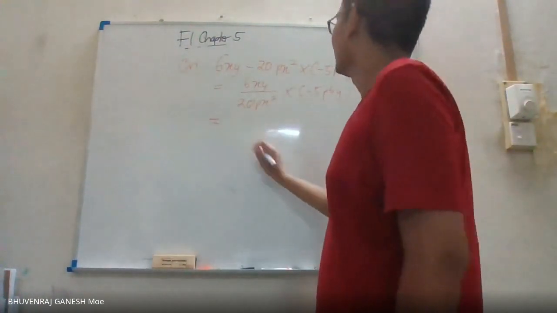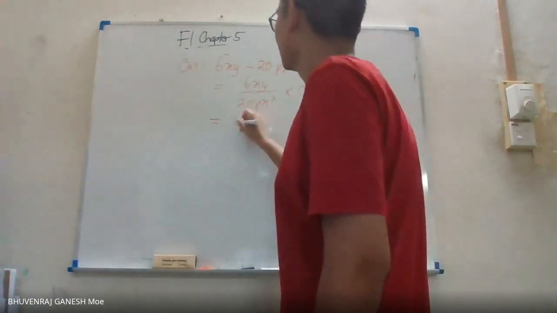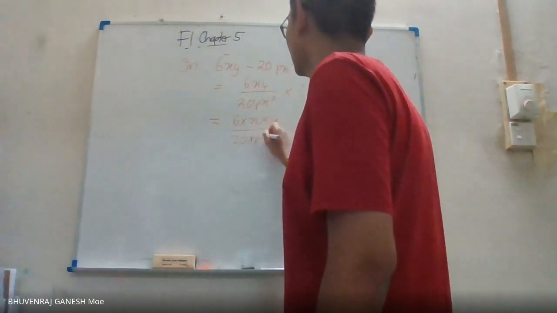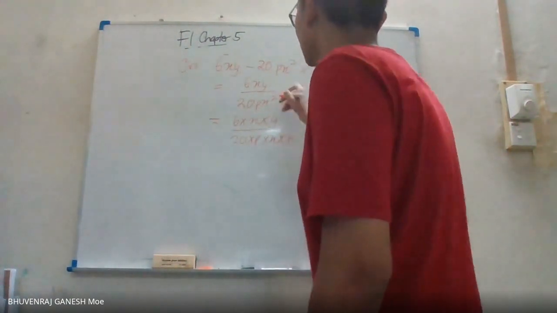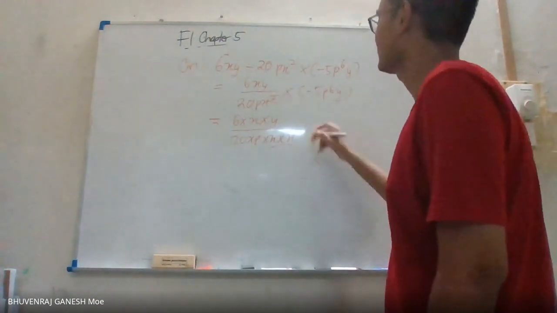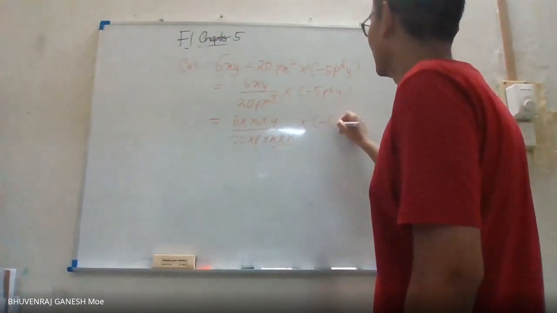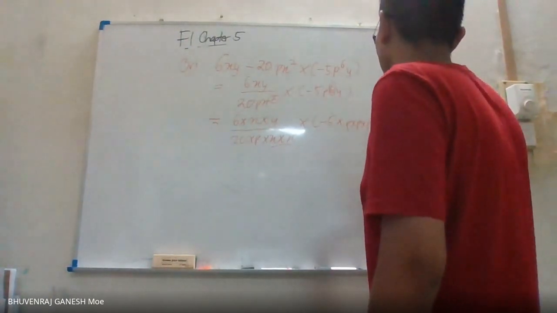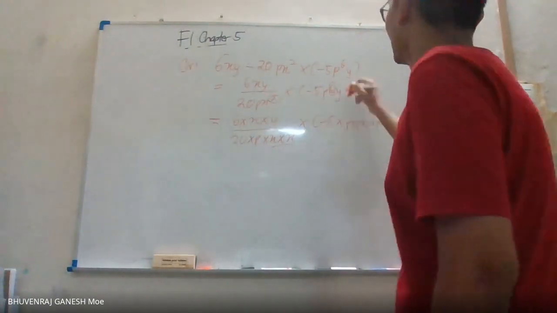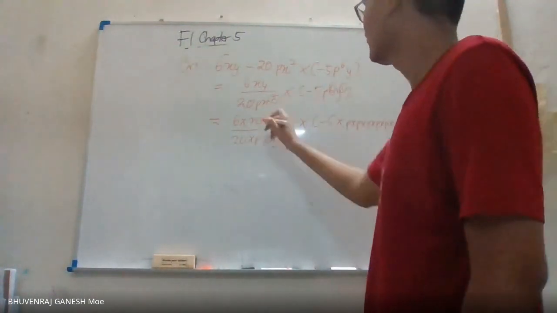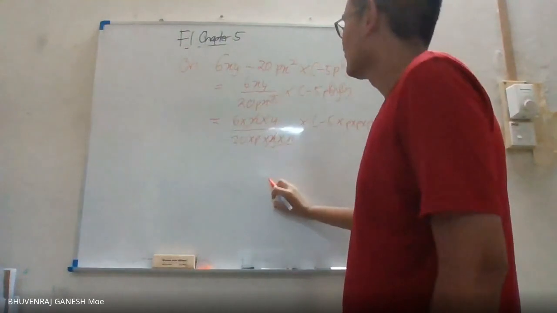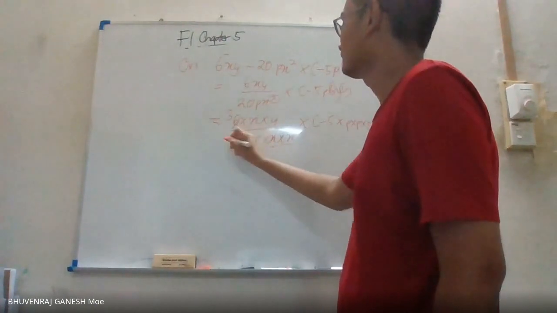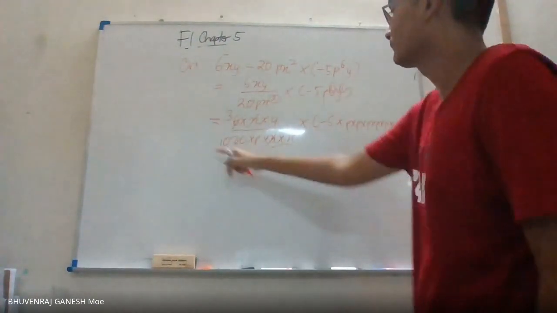If I want to show a detailed one, 6 times x times y over 20 times p times x. Because here is x power 2. So x times x. And then times negative 5, p power 6, p times p times p times p times p times p times y power 1. So if you see here, x cut, and then 6 can divide by 20. So divide 2, you get 3. Divide 2, you get 10, and then you can compare with the number here.